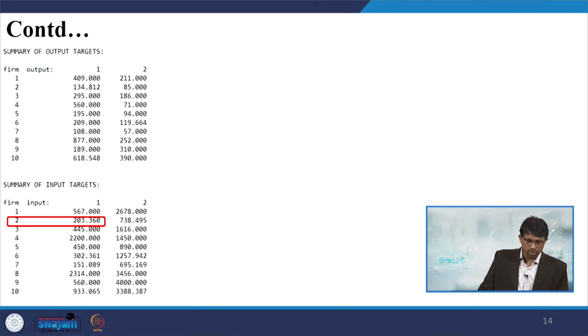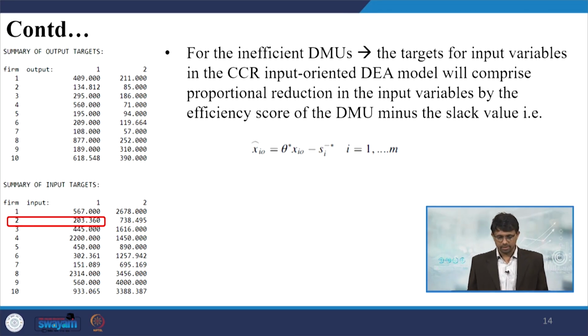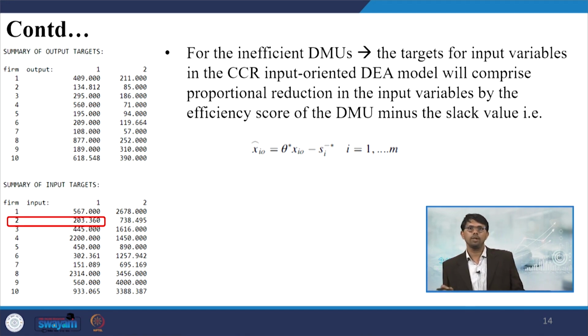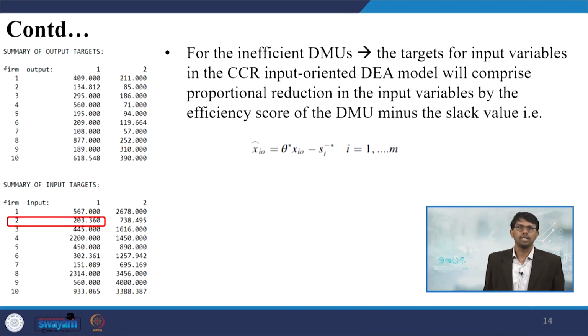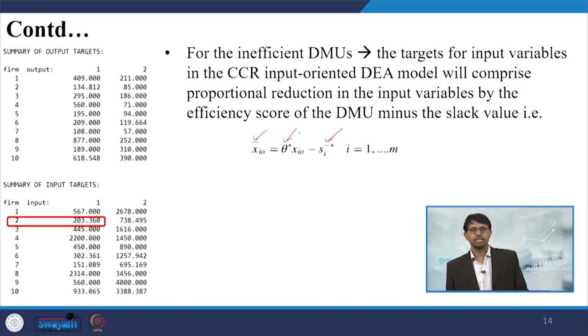Starting from their input to their output. So, for the DMUs in efficient 1, that is 2 in this case, the target for input variables in the CCR input oriented DEA model will comprise proportional reduction in the input variables by the efficiency score of the DMUs minus the slack value. Slack value is important, as I already told you, so far as target is concerned. And the efficiency score is also multiplied in order to reach the target.